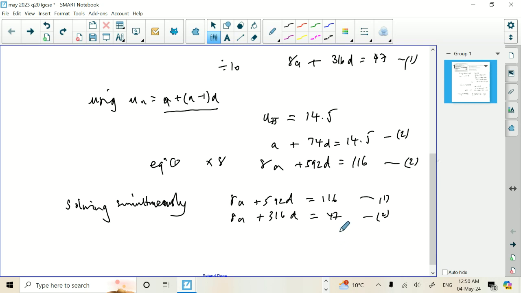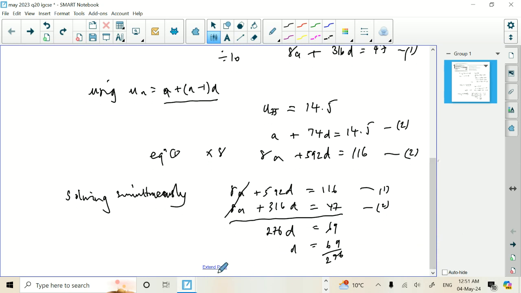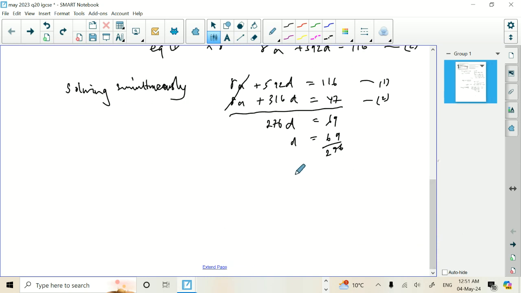So a is eliminated. You've eliminated a, they've gone. So you end up with 276d is equal to 69. Using your calculators, you can have d is equal to 69 over 276. In fact, your calculator will tell you that that is 1/4. So d is equal to 1/4 or 0.25.